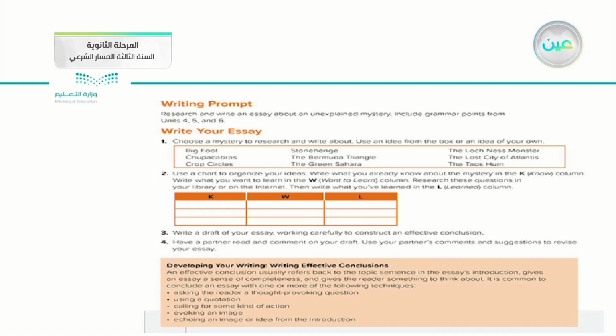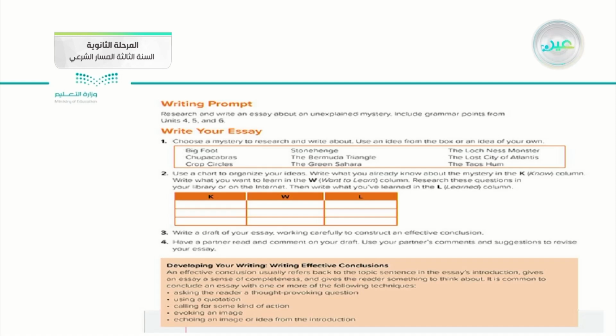The first one, they give titles. Look at that one. We have 1, 2, 3, and maybe 9 ideas for your essay if you would like to write about them, or you can use your own ideas. Choose a mystery to research and write about. Use an idea from the box or an idea of your own.